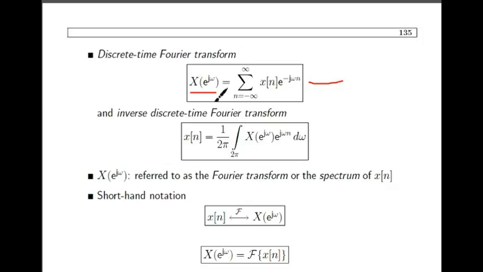which is equal to summation n equals minus infinity to infinity x of n e to the power minus j omega n, where x of n is the discrete time signal, and its inverse discrete time Fourier transform is 1 upon 2 pi integration over an interval of 2 pi x of e to the power j omega e to the power j omega n d omega. Okay, as I already told you, x of e to the power j omega is referred to as the Fourier transform or spectrum of x of n.